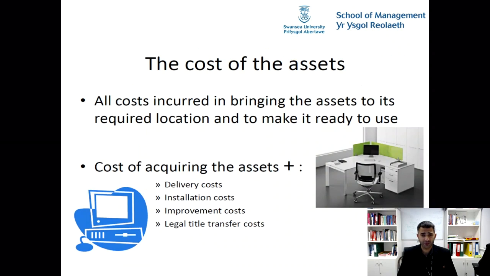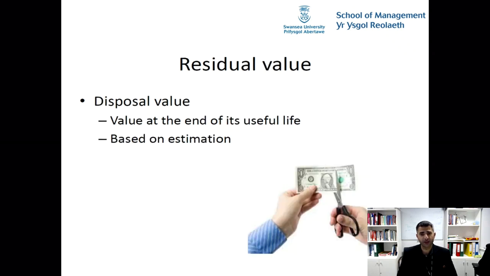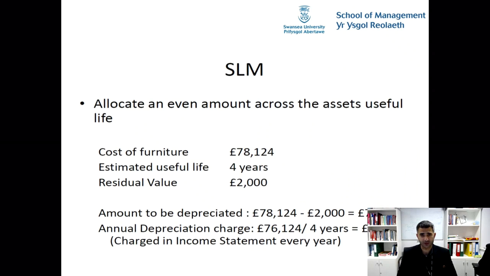So again, to explain what we've just done: the cost of the asset is how much you pay for the asset or the business, then the useful life and the residual value, which of course are based on estimation, remember. And the depreciation method, as I mentioned, we have two types: the straight line method and the reducing balance method. The first method we will start with is the straight line method. The straight line method looks a bit easier than the reducing balance method.